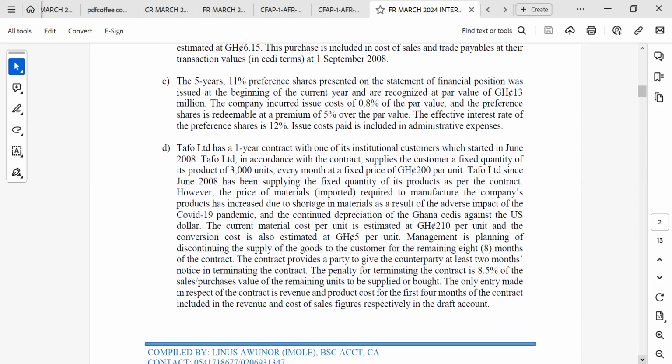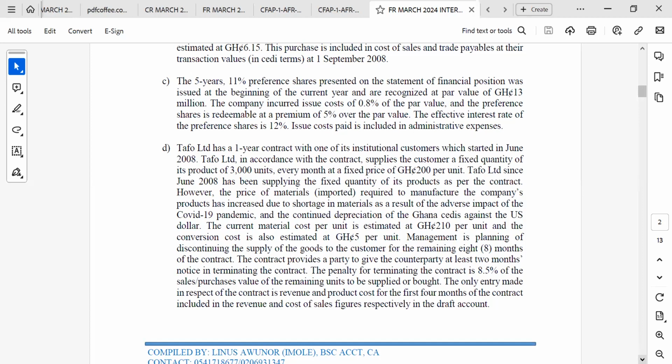Footnote D. Okay. Tafo Limited has a 1-year contract with one of its institutional customers, which started in June 2008. Tafo Limited, in accordance with the contract, supplied the customer a fixed quantity of its product of 3,000 units every month at a fixed price of 200 per unit. Tafo Limited, since June 2008, has been supplying the fixed quantity of its product as per the contract.